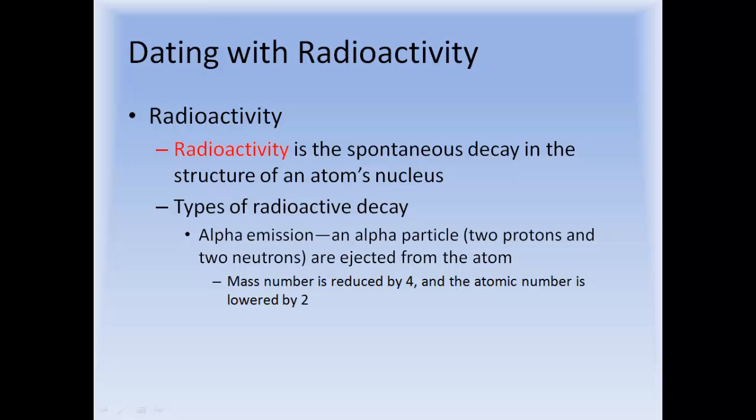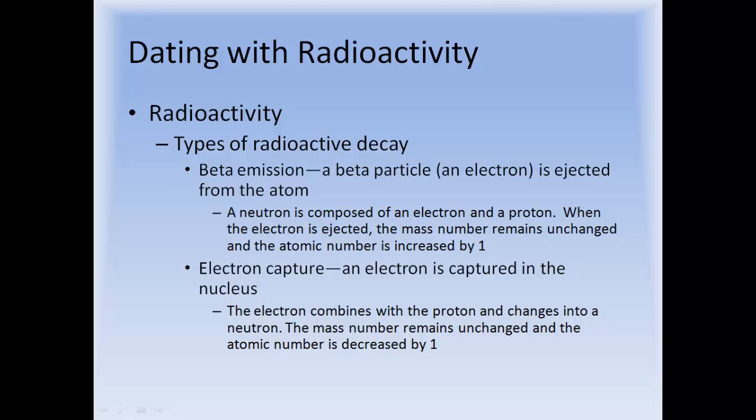Okay, types of radioactive decay. We have alpha emissions. An alpha particle, which is 2 protons and 2 neutrons, is ejected from the atom. So the mass number is reduced by 4 and the atomic number is lowered by 2.